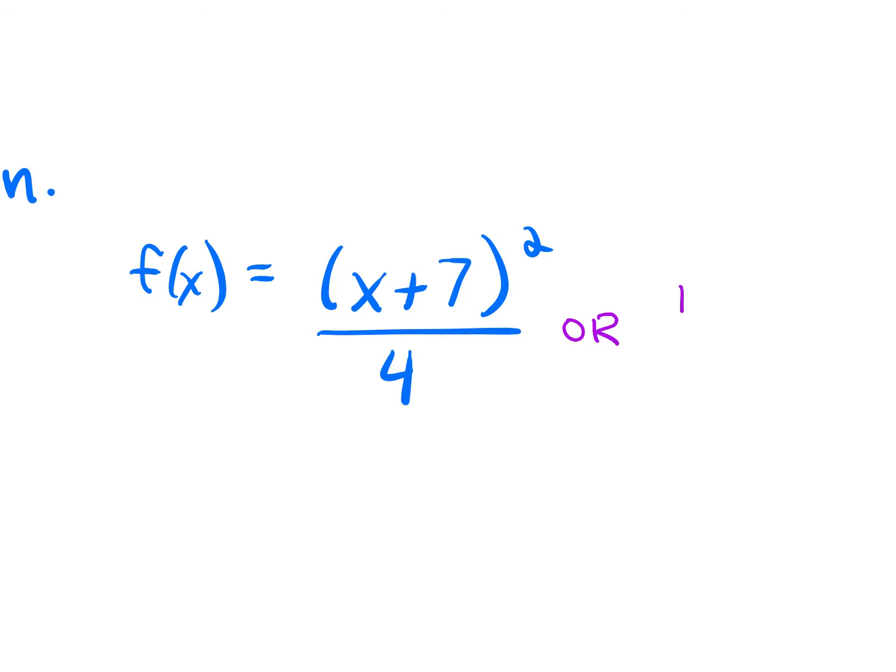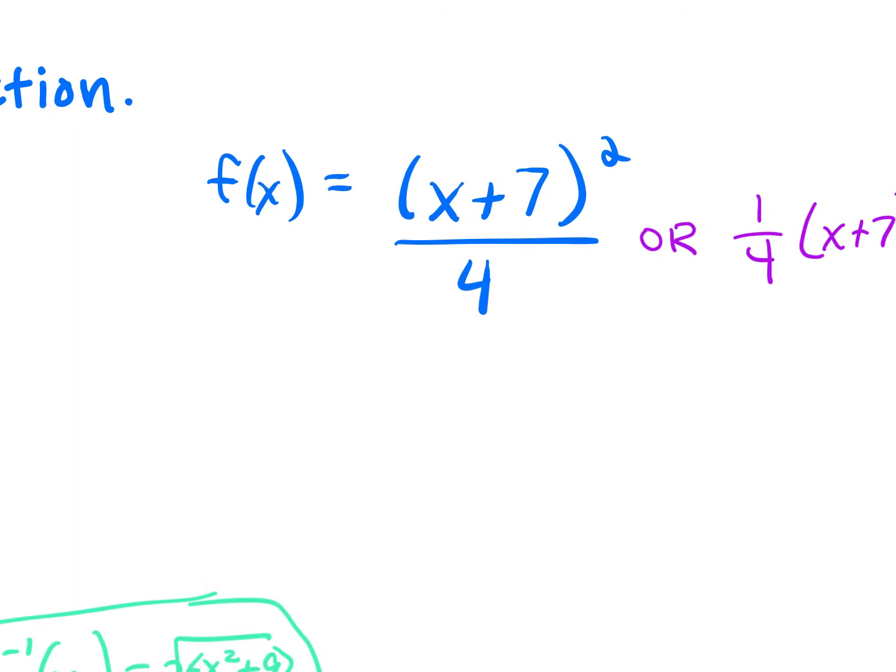All right, looking at this one, this problem could be written 2 ways, so I want to make sure you guys understand that. This could also be written as 1/4 times x plus 7 quantity squared, right? Does everybody understand that? The entire quantity is divided by 4. It's the same as multiplying by 1/4, just in case you see it one way or another.